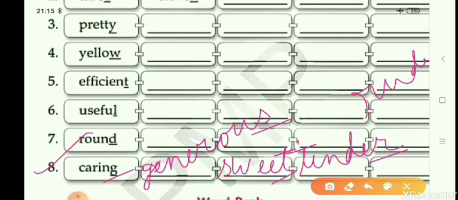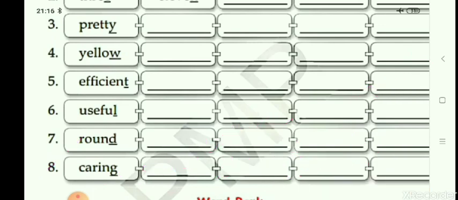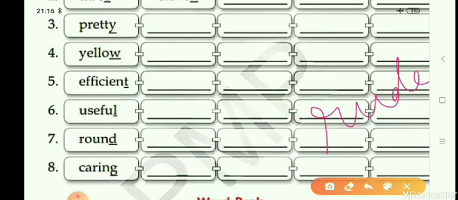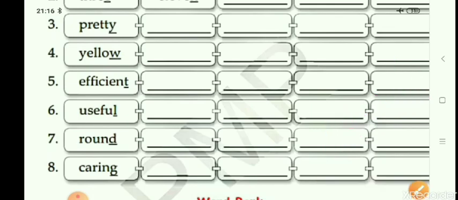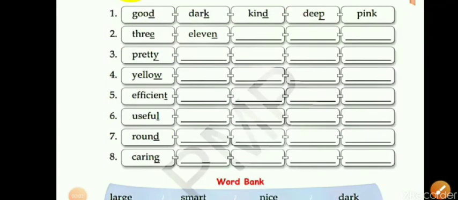R-U-D-E. Since the space is not there, I am writing it here. R-U-D-E, rude. Okay. So children, this is the last exercise. And with this, we come to the end of the chapter. Thank you.